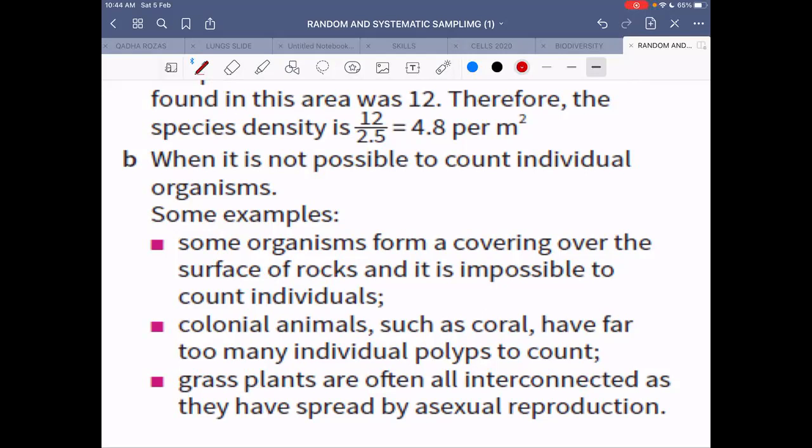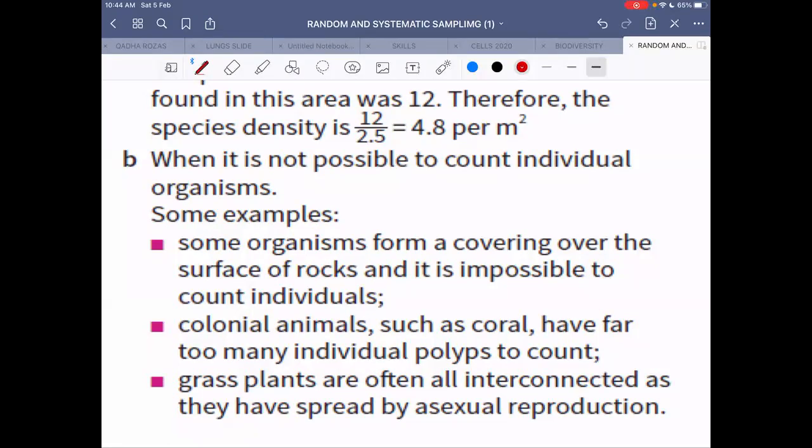Okay, so in that case species frequency would be a much easier thing to do as compared to species density. And then you have colonial animals which grow in colonies like coral. We were just talking about coral reefs, and in them too the organisms are so numerous that you can't count them individually. Again, for that, species frequency is a much better option as compared to species density.